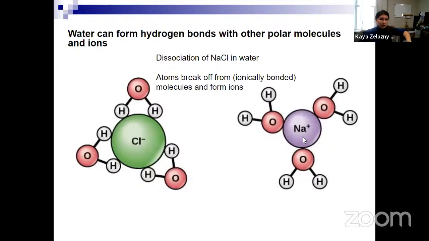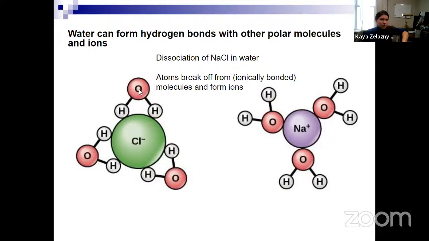So here we see a picture of what happens with an ionically bonded compound when it's dropped in water. Sodium and chloride, table salt, ionically bond to each other, meaning sodium gives up an electron, gives it to chlorine. We saw that. If we drop that then in water, because of these full charges on our ions, these little charges on pieces of our water molecule, the atoms are going to break off from each other and form associations between the ion and the water molecule.